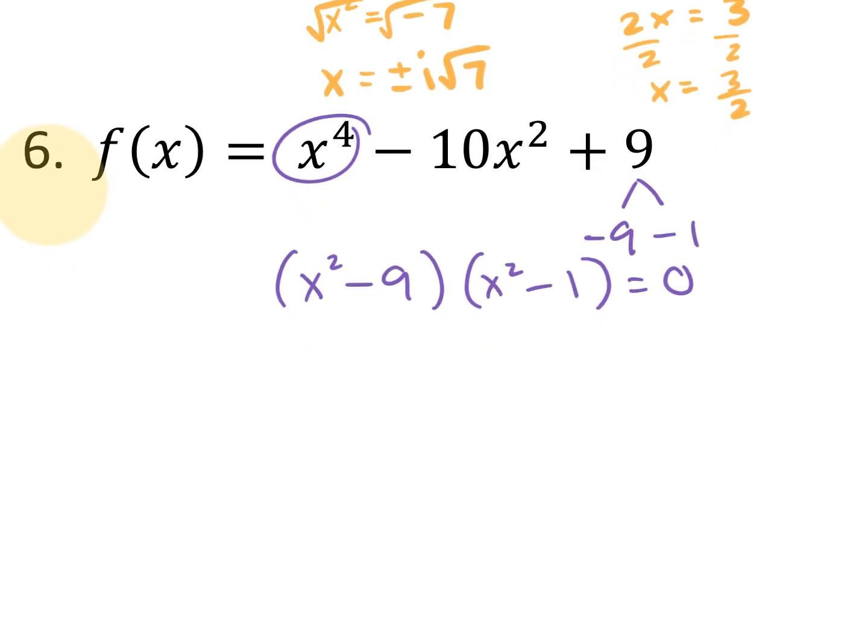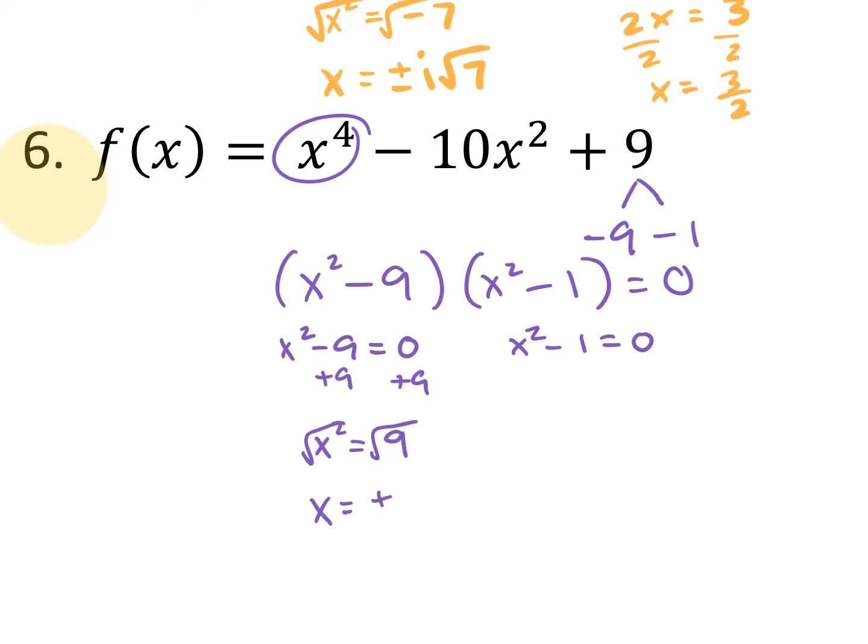What do I have to do next? Equal them both to 0. So x squared minus 9 equals 0 and x squared minus 1 equals 0. And then we just solve for x. So add 9 to both sides. X squared is equal to 9. Take the square root of both sides. So what does x equal? Plus or minus 3. Why not i? Because there's no negative under the square root. The i only comes from when there's a negative under the square root.